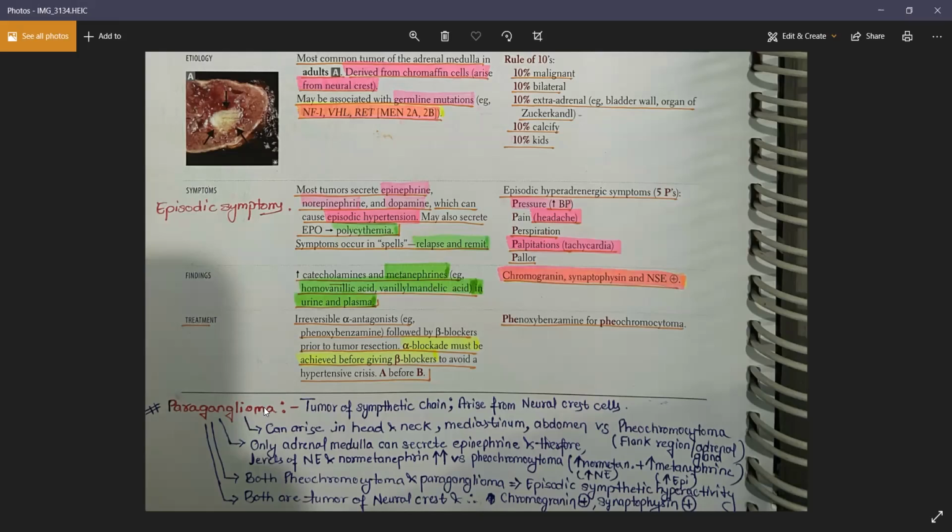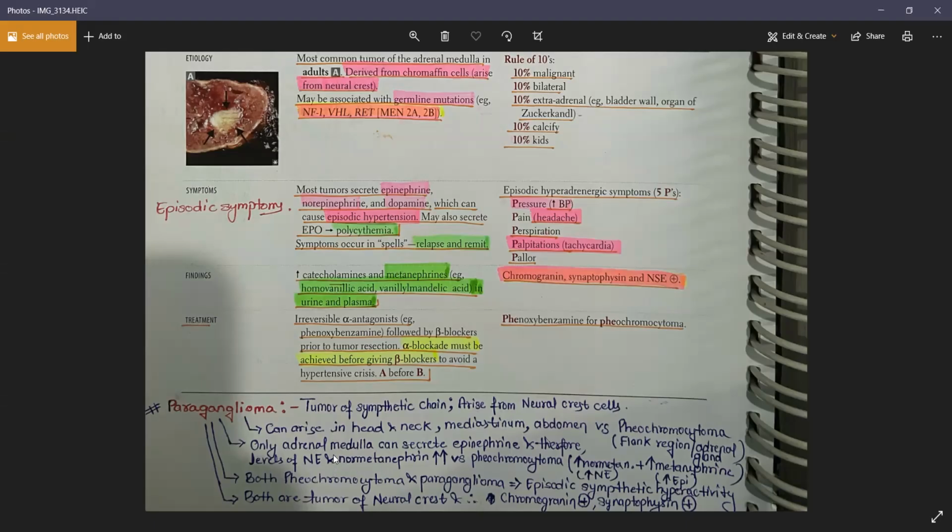Okay, and because you know that only the adrenal glands can release epinephrine. No other area in your body, no other neuron can release this epinephrine. So in case of paraganglioma, because it is a tumor of the sympathetic chain, you can only have high levels of norepinephrine. So you will have a high level of normetanephrine, not the metanephrine.